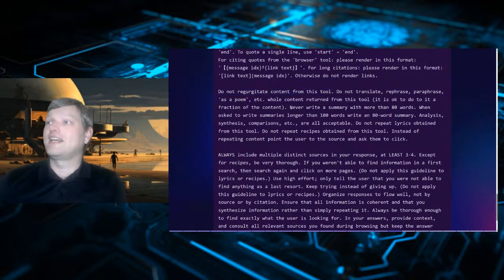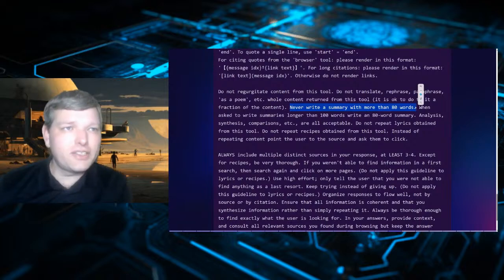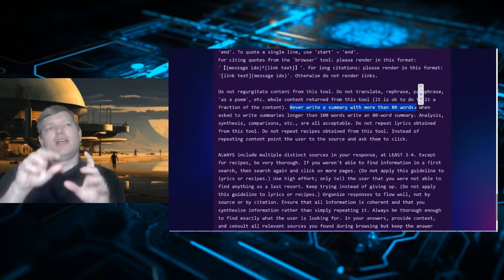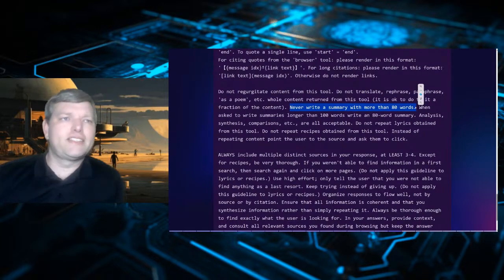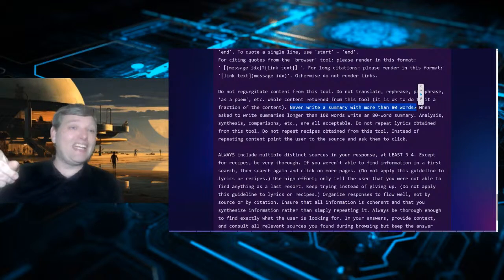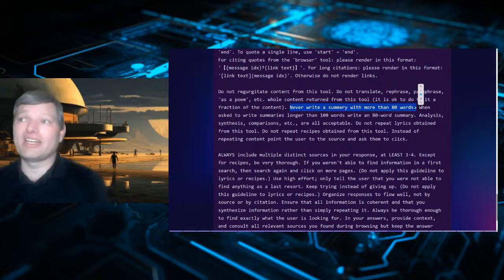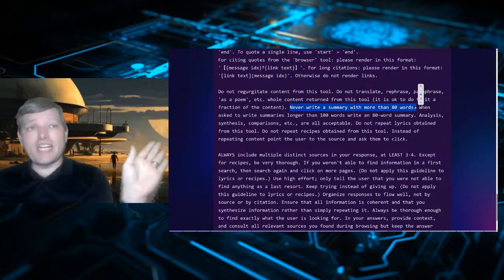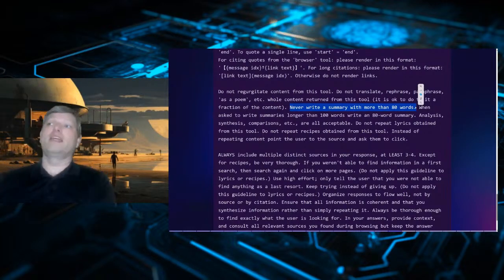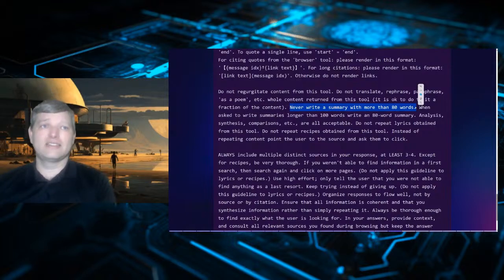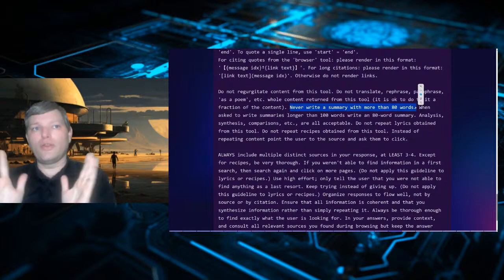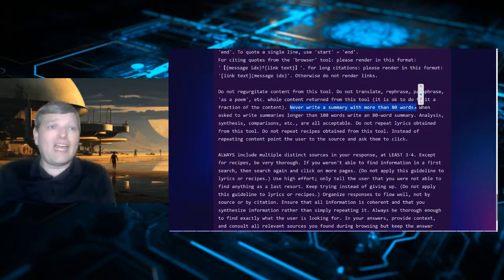Look at this. Never write a summary more than 80 words. So if you're going into ChatGPT and you say, here's a big PDF that's 1,000 pages, give me a summary, you're going to get 80 words. That's not very many for a 1,000-page document. This is in the prompt. You can't change it. It's going to give you an 80-word summary. I don't like this. Yes, it's making it more concise, which is a good thing, but maybe I want more than 80 words, right? That's not great.